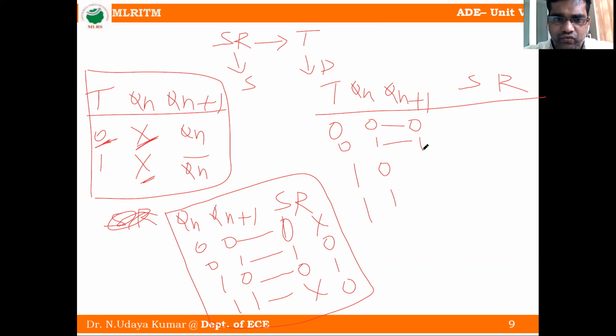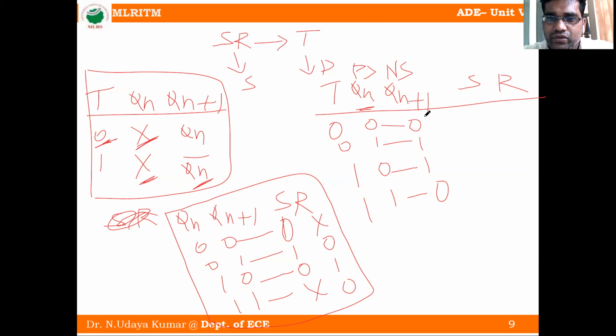Similarly, if T is equal to 1, the present state is complemented, that is Qn plus Qn bar. So if T is equal to 1, 0 is complemented as 1, and 1 is complemented as 0. Okay. Now, Qn plus 1, the present state and next state.